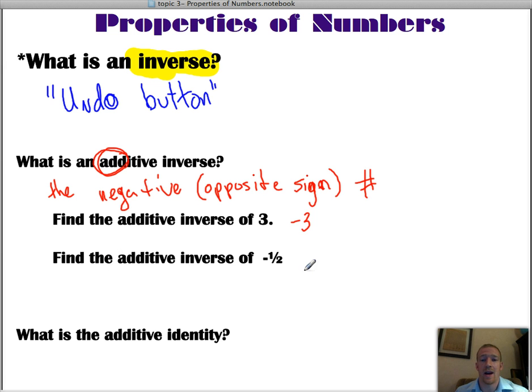All right, find the additive inverse of -1/2. Well, that would be +1/2, right? So the way that would look is x minus 1/2 plus 1/2 just equals x. They undo each other, right?